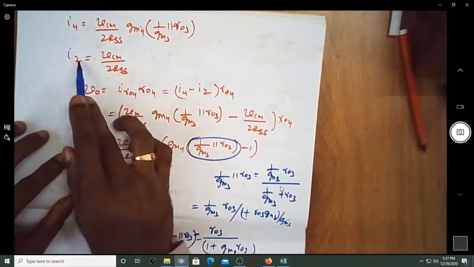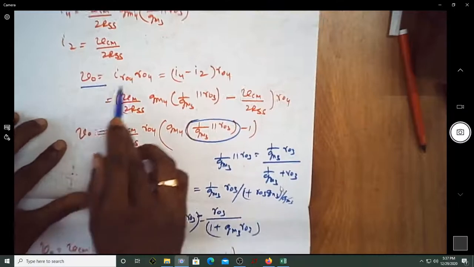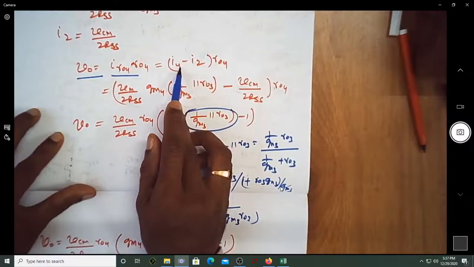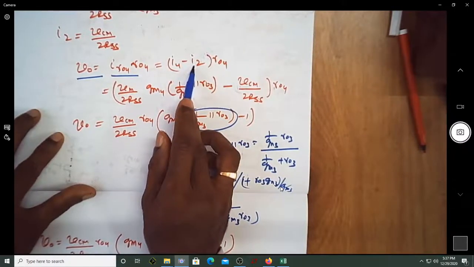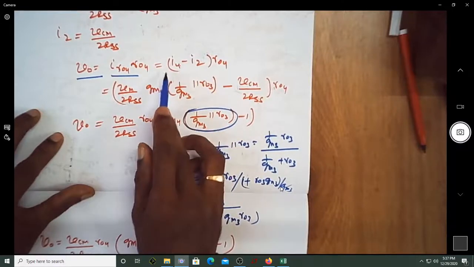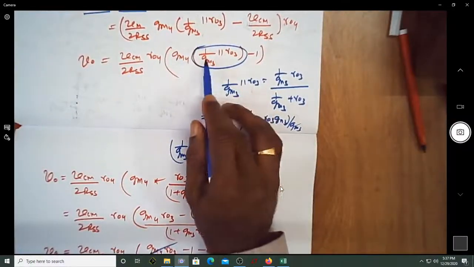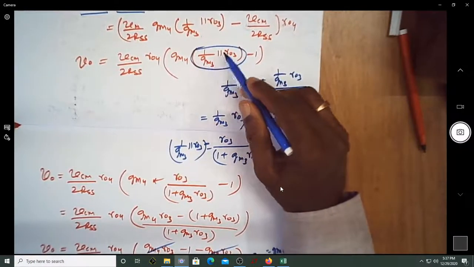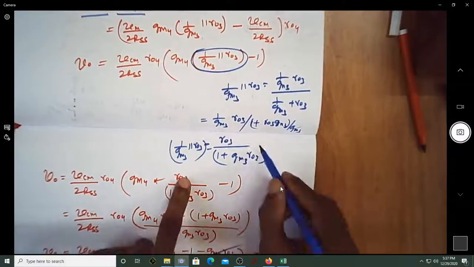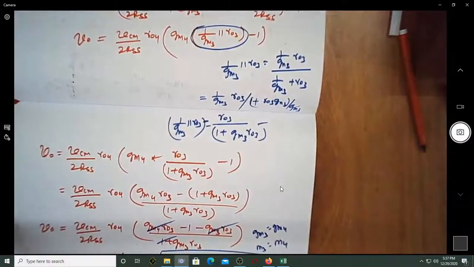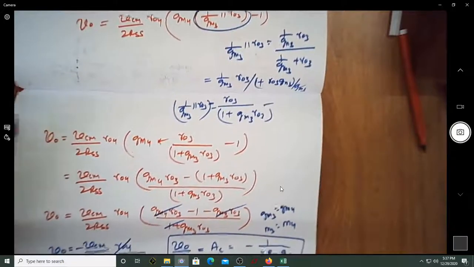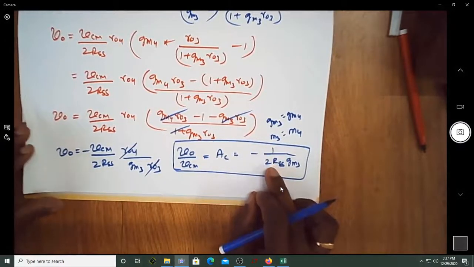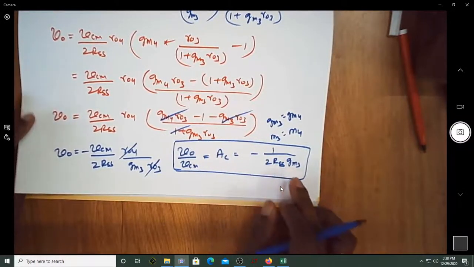We know what is I4, we know what is I2, we know what is the expression for V0, which is IR04 into R04. So we substituted what is IR04, which is nothing but I4 minus I2. We individually substituted the I2 and I4 values. Then you can see we retained it as it is, and then we found out the simplification of this 1 over GM in parallel with R03. This comes out to be this. We replace that over here. Upon simplifying, we have the expression for the common mode gain of the amplifier as equal to minus 1 over 2 RSS into GM3.